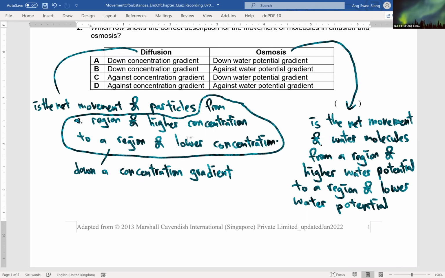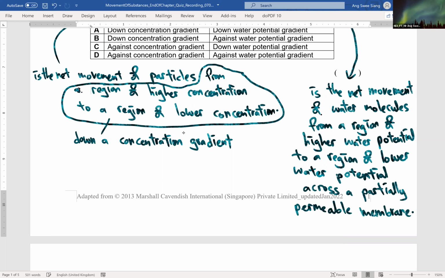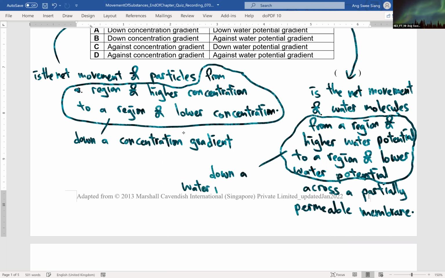Osmosis has to be across a partially permeable membrane. So the membrane must be partially permeable. If it's a fully permeable membrane, then it is not osmosis. And likewise, from a region of higher water potential to a region of lower water potential, we can replace with down a water potential gradient.